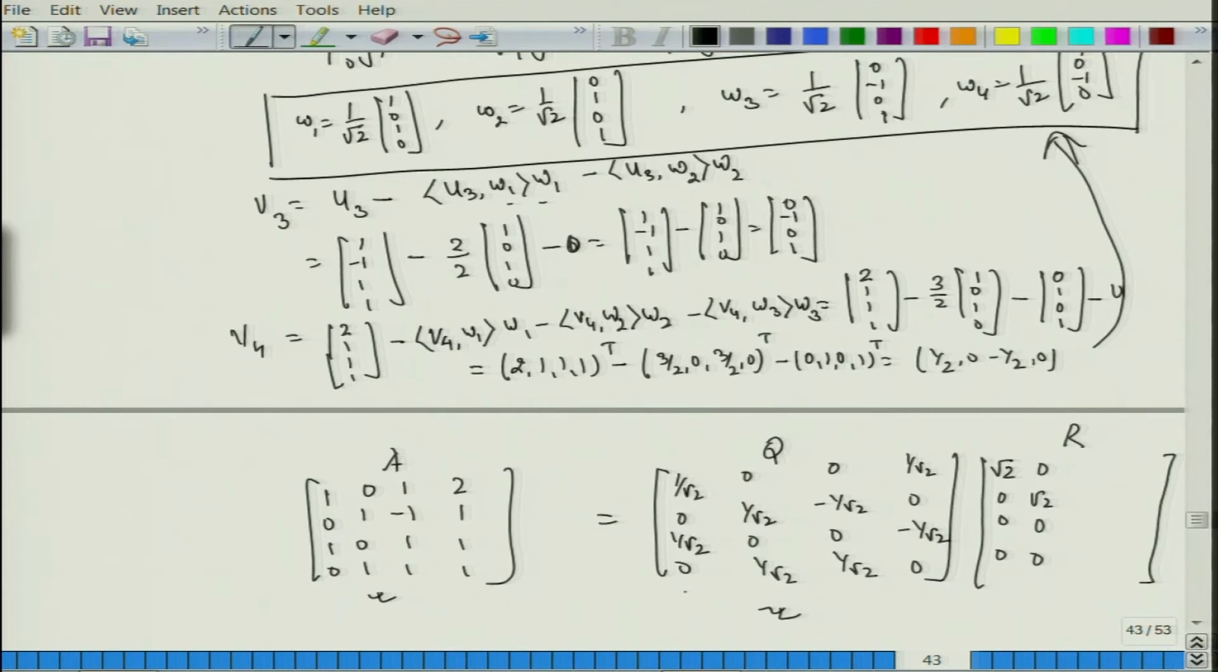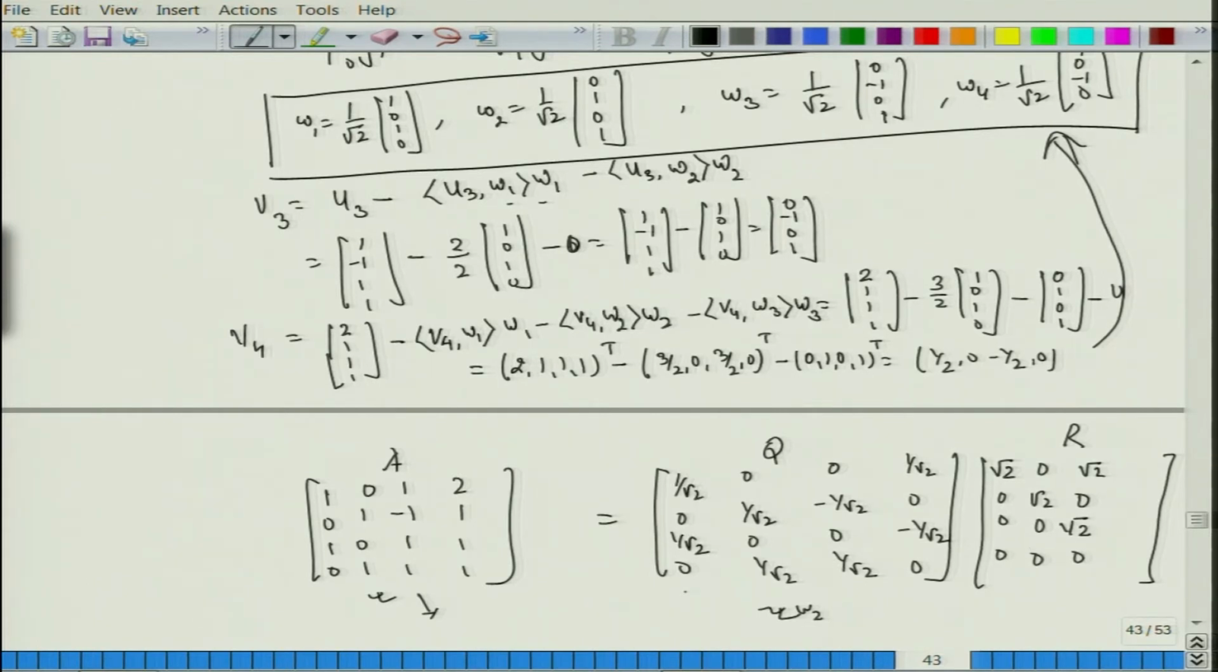Similarly, let us look at the third one. I have to look at the inner product of this with this one. The inner product of this with this one is 1 upon root 2 plus 1 upon root 2, which is root 2. The inner product of the second vector, that is W2, with U3 is already 0, this is what we had seen. So this part will be 0. Similarly, I would like you to see that this is 0 here, 0 here.